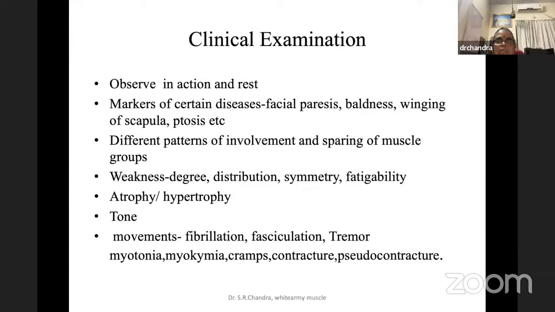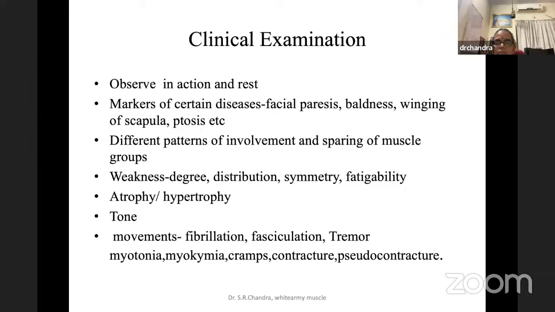So the patient should be examined when he's resting. Then he's made to walk. He's made to get up from the sitting posture, stand on one leg, walk on heel, walk on toes, like that. And always look for certain disease markers. So when you are observing the patient, look for markers of some diseases. Does he have facial paresis, which he is not aware of, he may not tell. He will say, always my son has got this kind of expressionless face. We didn't bother about it, it is there in his father also. The diagnosis is over, it is FSHD. So facial paresis, they will think it is like the father. Baldness will also be ignored. And winging of the scapula, ptosis. So when you are examining the patient at rest, look for these cardinal features which they may not complain of. They may think it is there in the other family members and it is normal for their family.